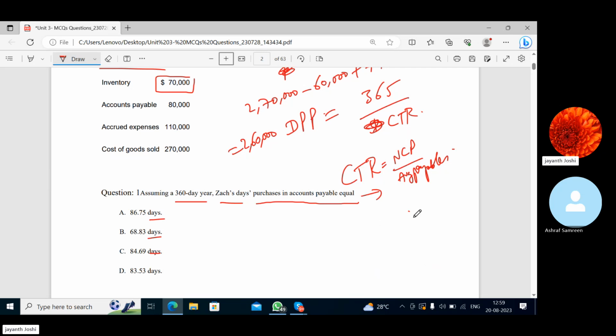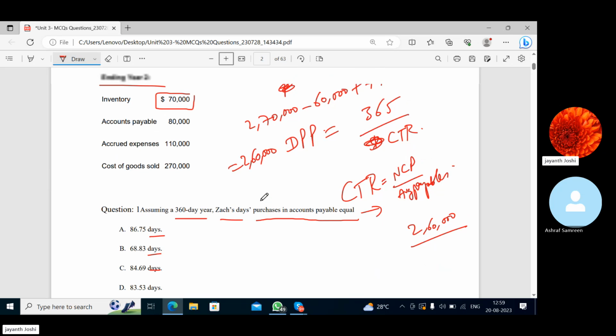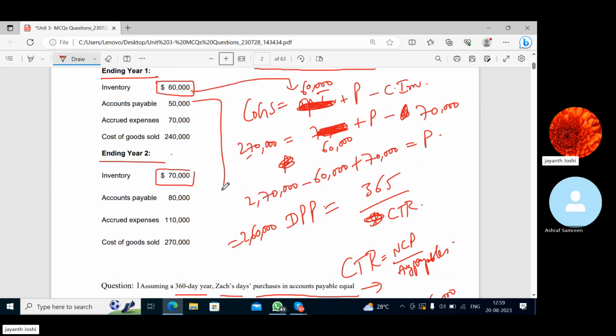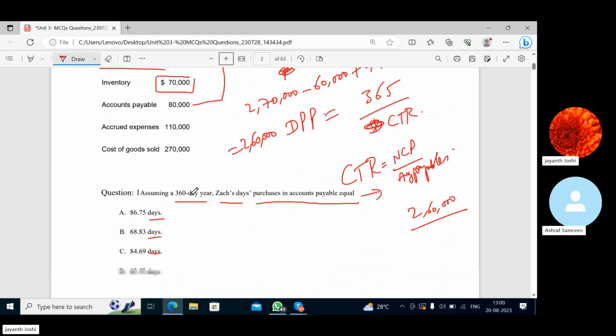So 2,60,000 divided by average payables. You know average payables, you can take 50 and 80 divided by 2. Now you can tell me the answer.